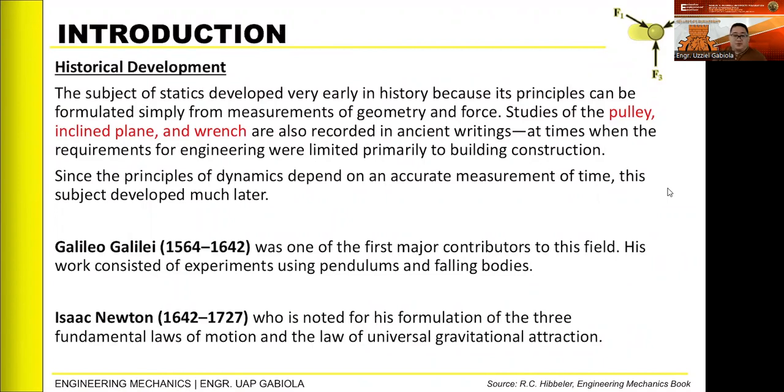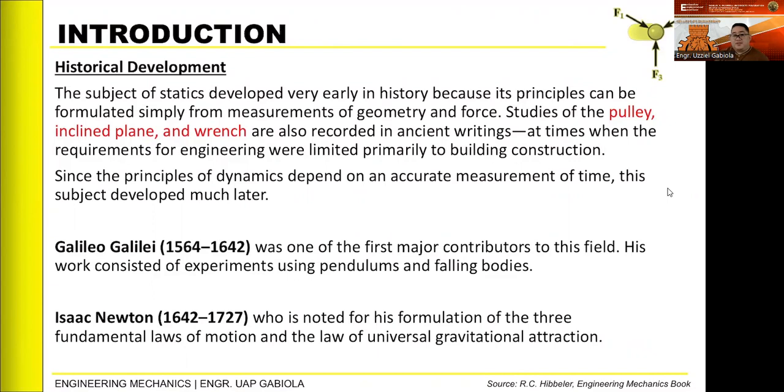So studies of the pulley, inclined plane, and wrench are also recorded in ancient writings at times, very limited primarily to building construction lang yung application niya. Pero now, it is being used in different areas. Kaya kayo as future engineers, you need to be aware of how this principle is being applied in your discipline, no?